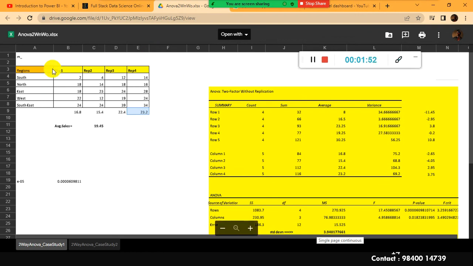Now we will jump into understanding the two-way ANOVA without replication. So what is two-way ANOVA with replication? In yesterday's session we looked at one-way ANOVA. What is one-way ANOVA? It is also called the one-factor ANOVA test. We used only one factor there. Can someone tell me what the dependent variable and independent variable were in the case study we saw yesterday?